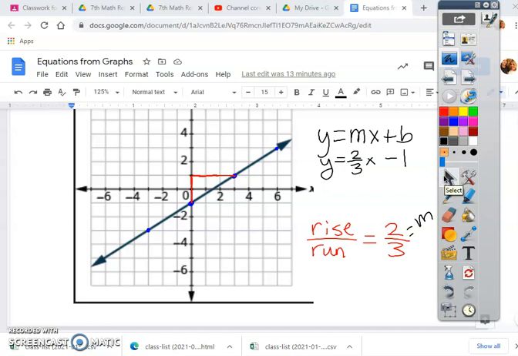So now you have some practice writing equations from the line. If I went too fast, please go back and just watch one or two of the problems a little bit more slowly, okay? And you can pause the video.